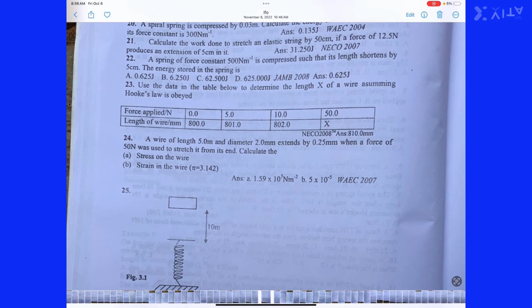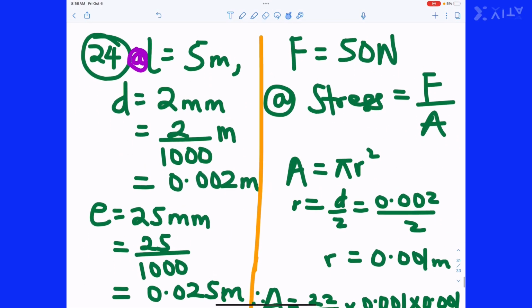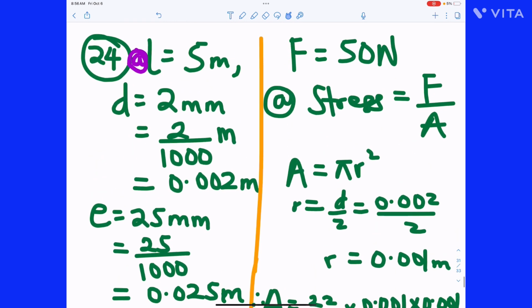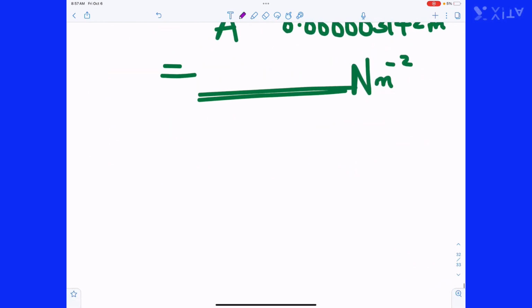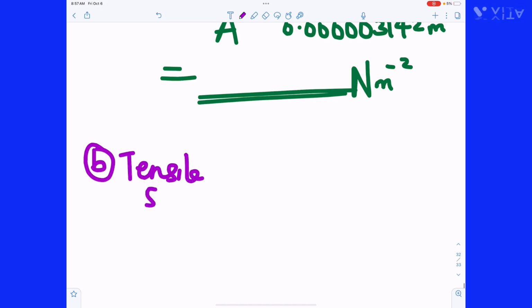Okay. Second part says the strain in the wire. Let's find the strain in the wire. Strain is extension over original length. So the tensile strain in the wire is the extension produced over its original length.